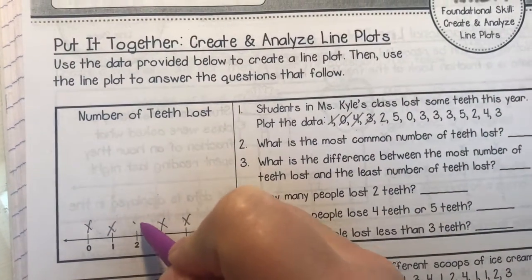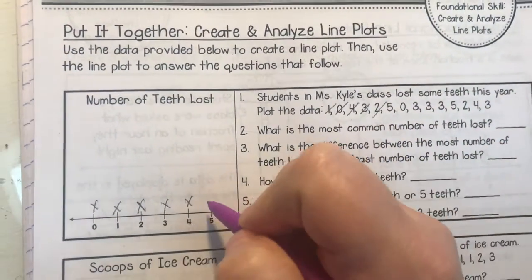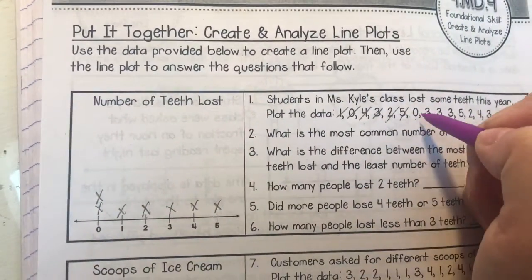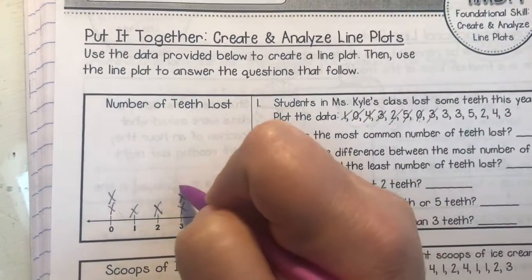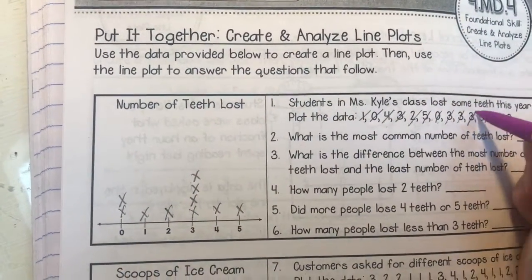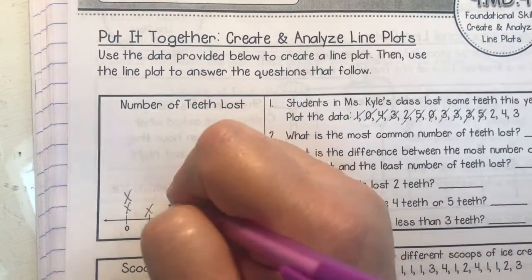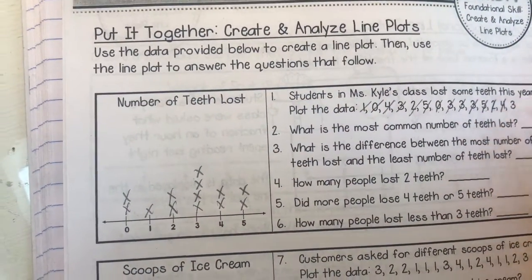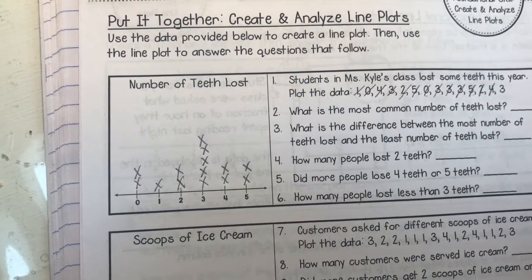2, oops, X, cross it off. 5, an X, cross it off. 0, X, cross it off. 3, X, cross it off. 3, X, cross it off. 3, X, cross it off. 5, X, cross it off. 2, cross it off. 4 and 3.